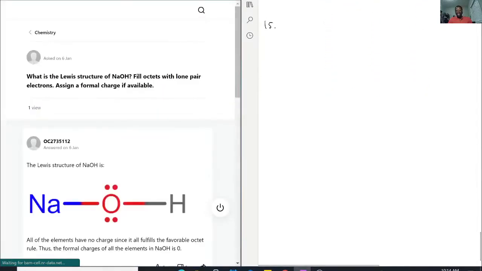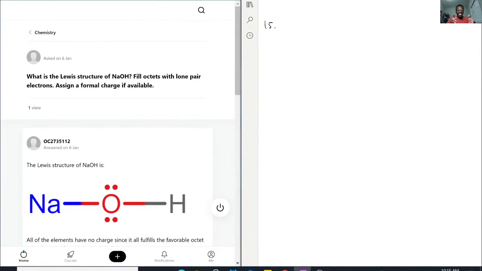What is the Lewis structure of NaOH? We want to fill the octets with lone pair electrons and assign a formal charge if available. Well, as you can see, the Lewis structure is right in our faces. It says it's Na single bond with O, single bond with H. But now let's see, how did they get that?